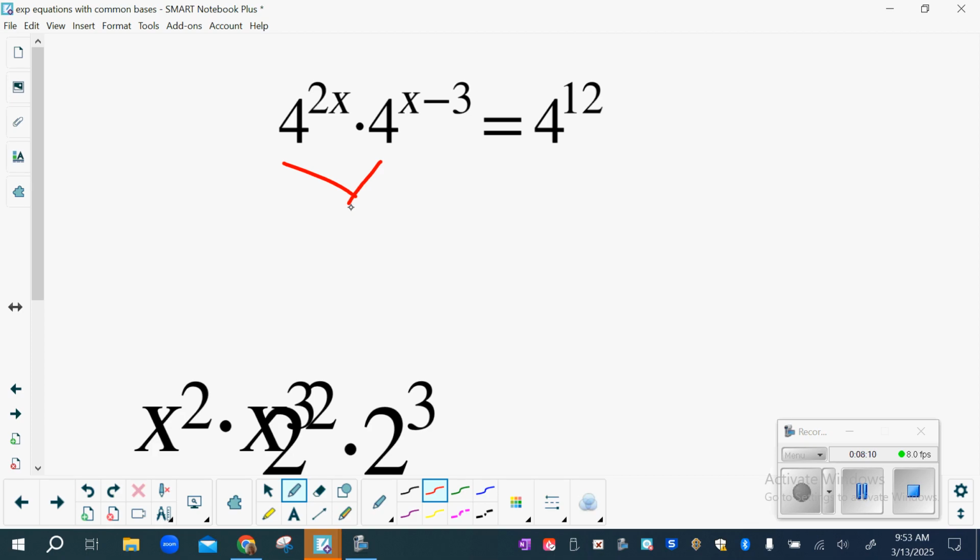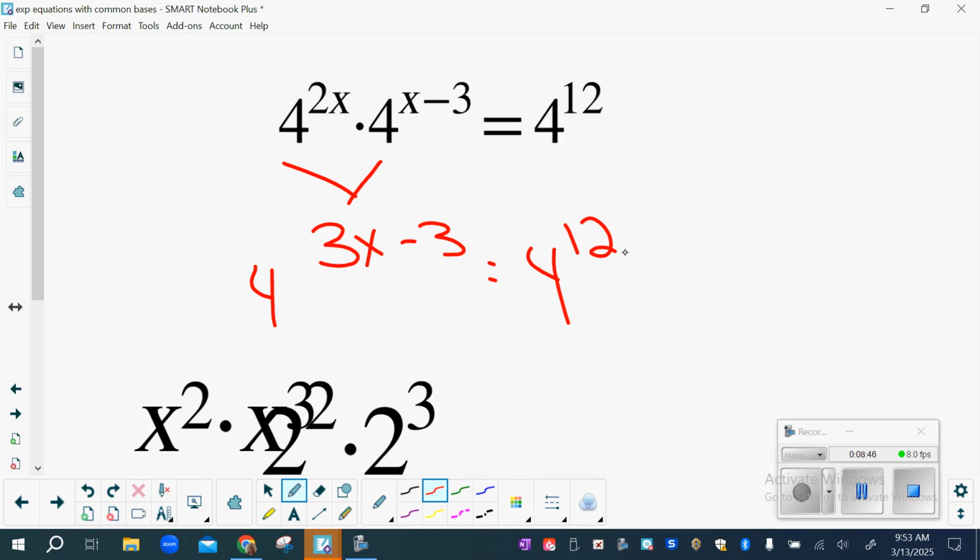Yeah, 2x plus x minus 3 equals 12. Oh my God, welcome to school. Did you get like 5? X equals 5? I got 3x minus 3. Are you good with that? There you go. So 15 divided by 3.